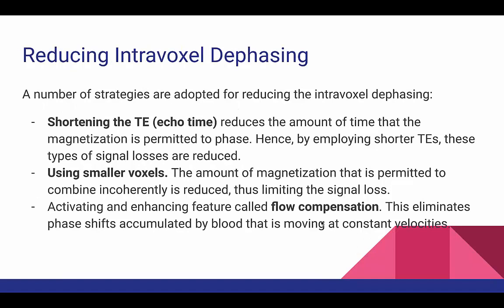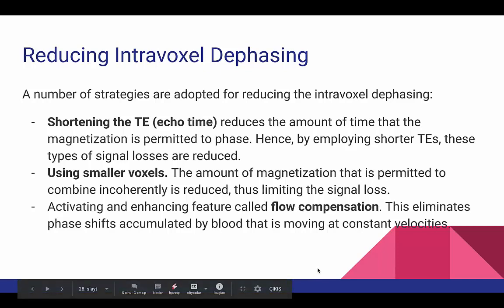So there are a number of techniques that are used to reduce the intravoxel dephasing. One of them is shortening the echo time. Basically, this is a technique that reduces the amount of time that the magnetization is permitted to phase. So you're basically being very quick about your echo times, and this is basically the time that you get the signal back, to reduce the occurrence of the intravoxel dephasing.